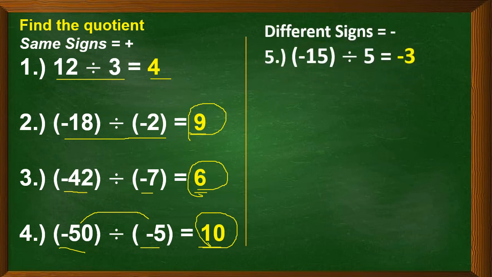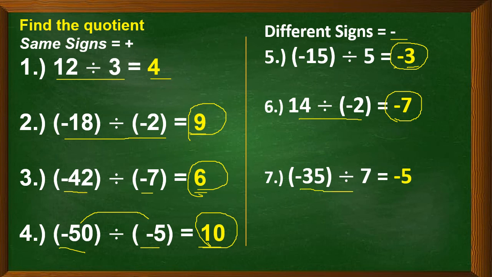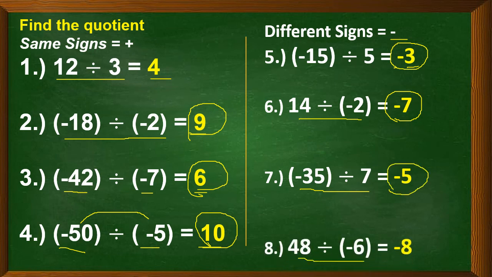Next, different signs, remember, negative. So, 15 divided by 5, that is 3. Since they have different signs, our quotient always has a negative sign. Next, 14 divided by negative 2, different signs, so we have negative 7. Next, negative 35 divided by 7, different signs, so we have negative 5. Lastly, 48 divided by negative 6, different signs, the quotient is negative 8.